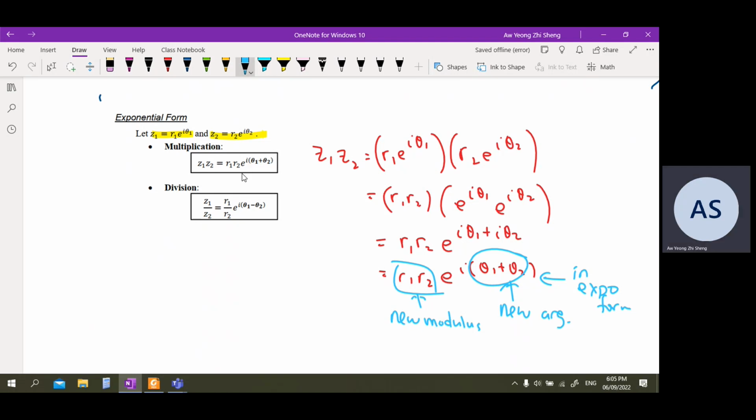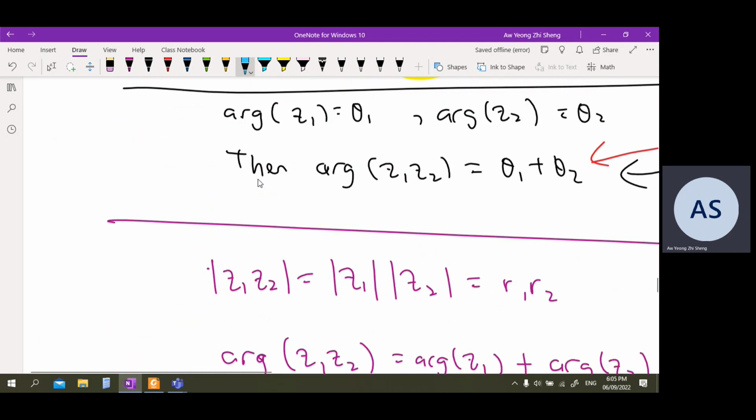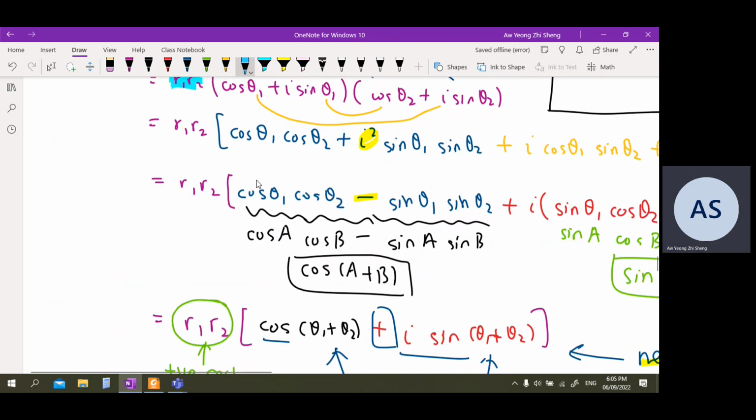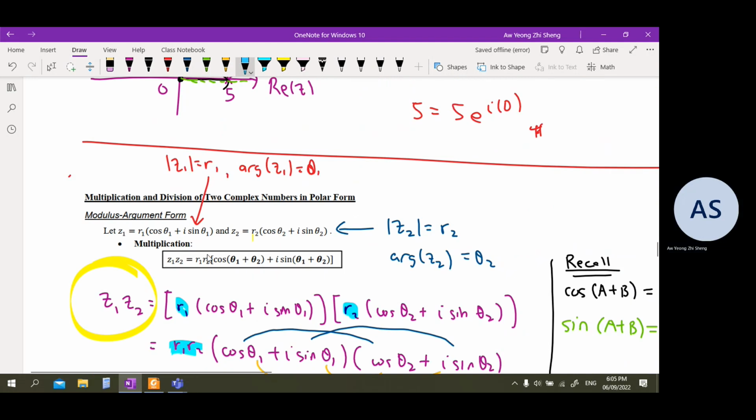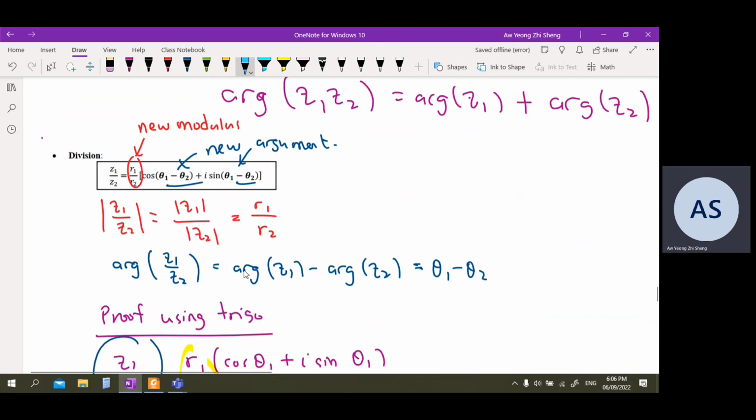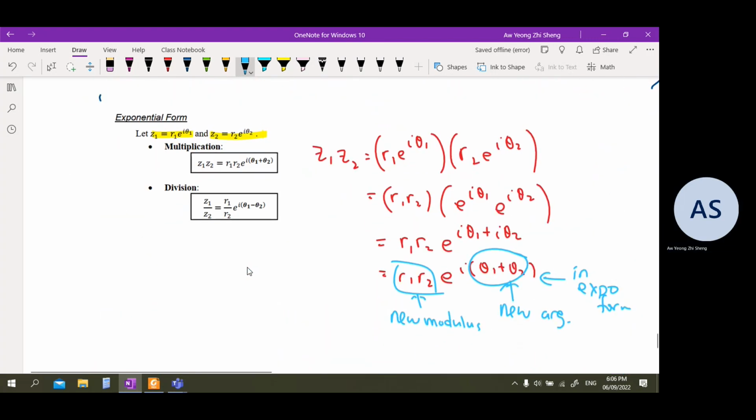Then if you compare this with the result we had in modulus argument form earlier, it would actually be the same result, where your R1 R2 is a new modulus, and your theta 1 plus theta 2 is a new argument. It will be consistent. It's the same result. Just that for exponential form, it's actually even easier to derive it.